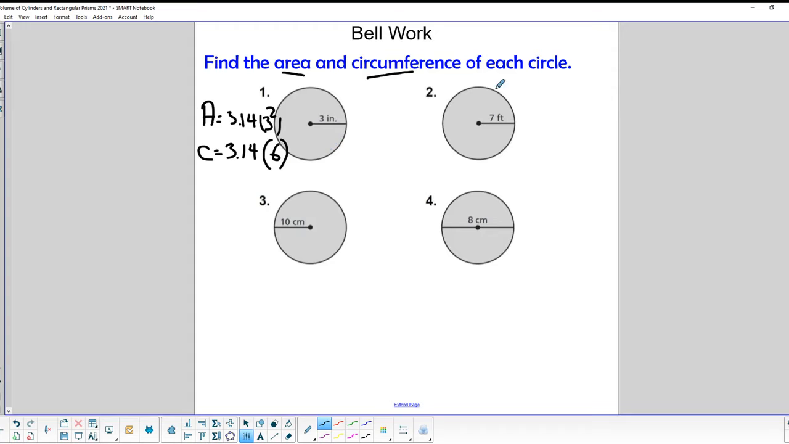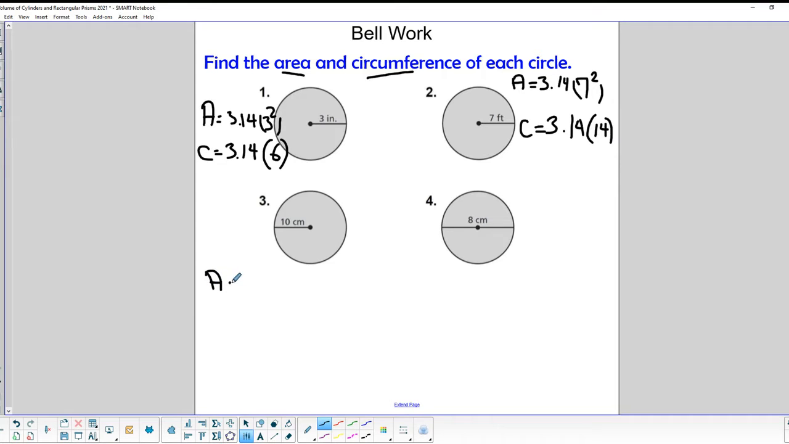And on the next one, we would have an area of 3.14 times 7 squared. And then the circumference would be 3.14 times the diameter, which in this case would be 14. Okay, hopefully we're seeing enough of these. They're starting to look easier.